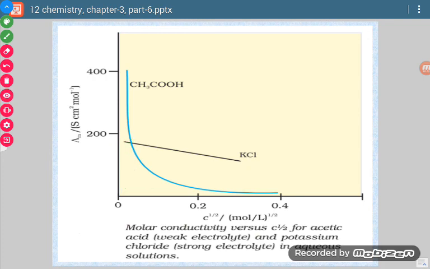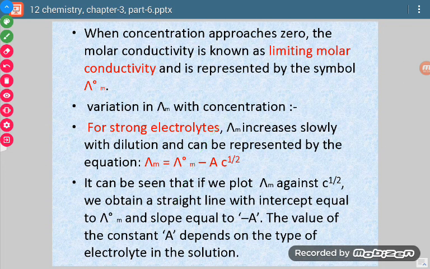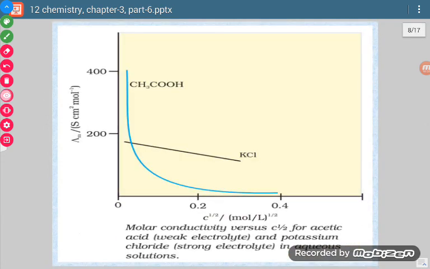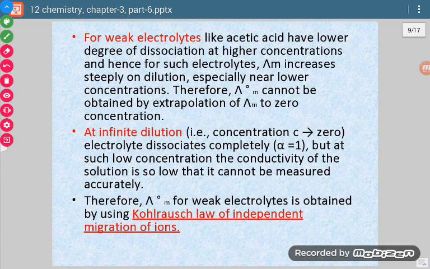Now what about weak electrolytes? See, this is the graph for a weak electrolyte. See, this is the curve. So if it is a curve, what does it indicate and how can we go ahead in the case of weak electrolytes? For weak electrolytes, like acetic acid, which is a weak electrolyte, they have a lower degree of dissociation at higher concentrations, and hence for such electrolytes, lambda m increases steeply on dilution.